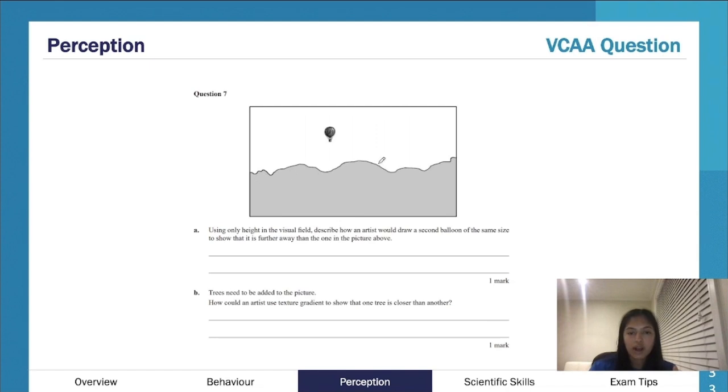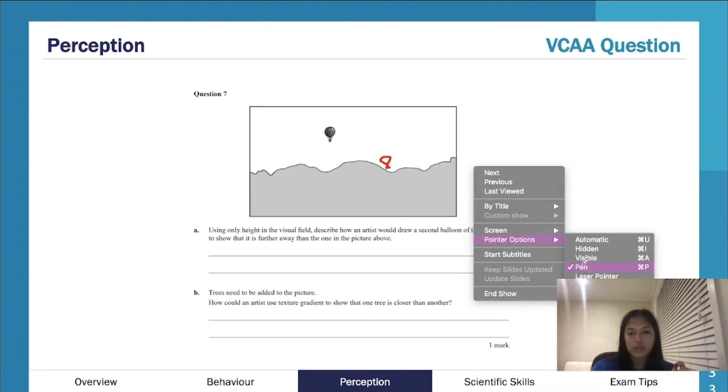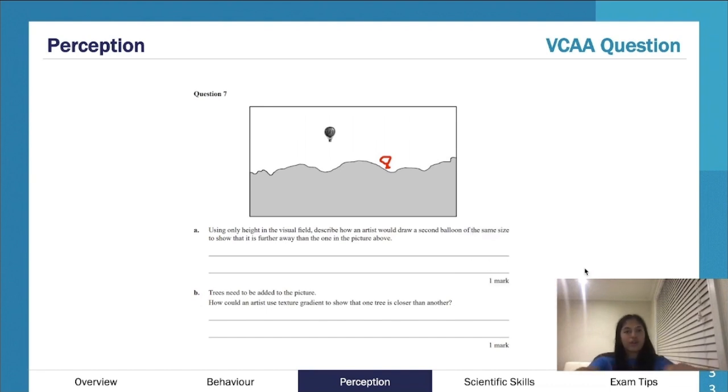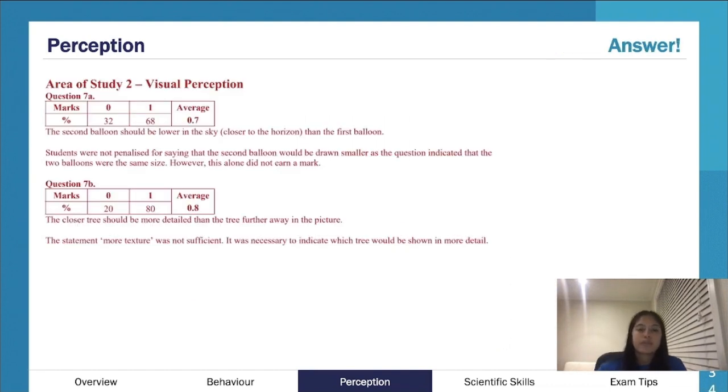So this is the horizon. I don't know if this is meant to be like a mountain or something. To show that it is further away, you would draw it closer to the horizon. Okay, that's a lovely hair balloon, but hopefully that makes sense, because the horizon is further away.